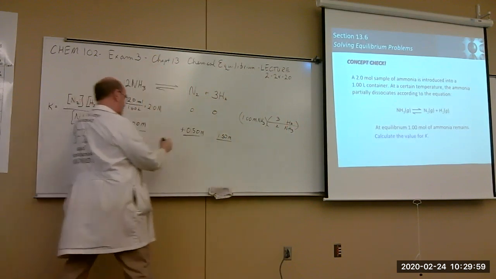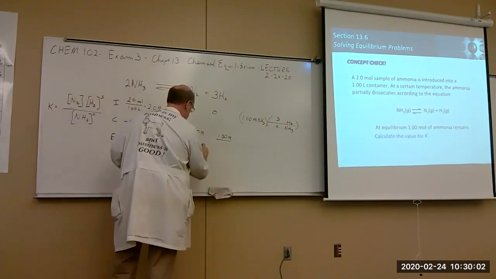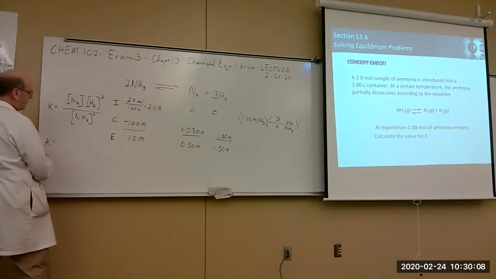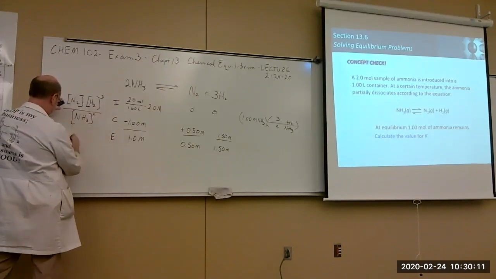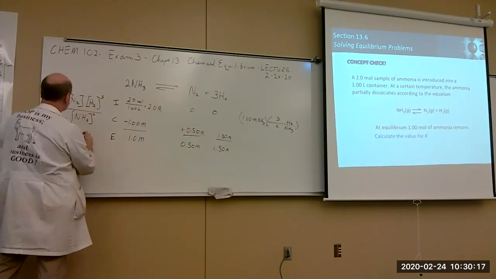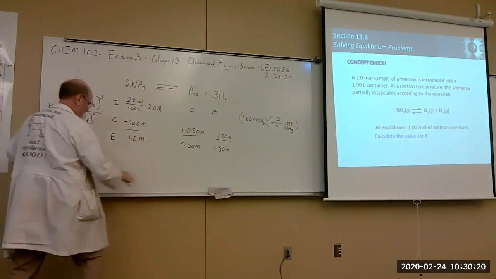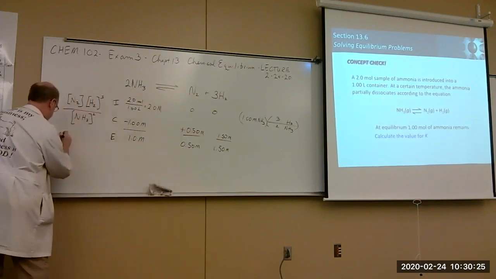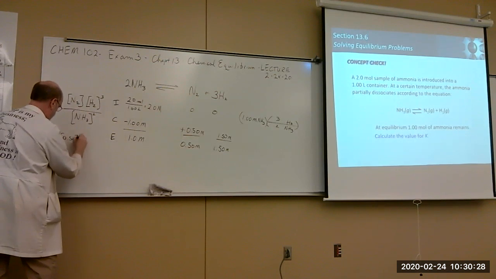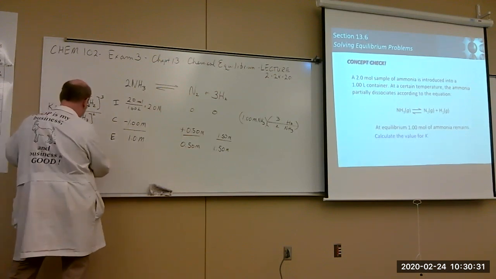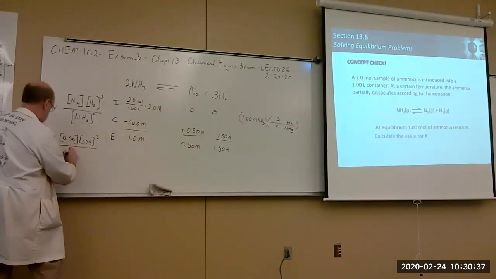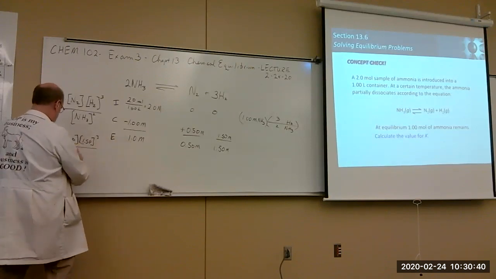So that means at equilibrium we have this and this. And now we're just plugging in the expression. So nitrogen is 0.5 to the first power, and hydrogen is 1.5 to the third power. And then ammonia, left over at equilibrium, is 1.